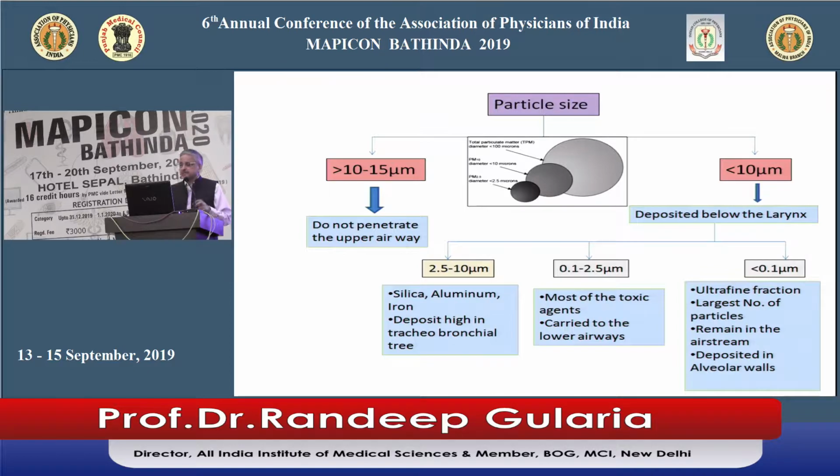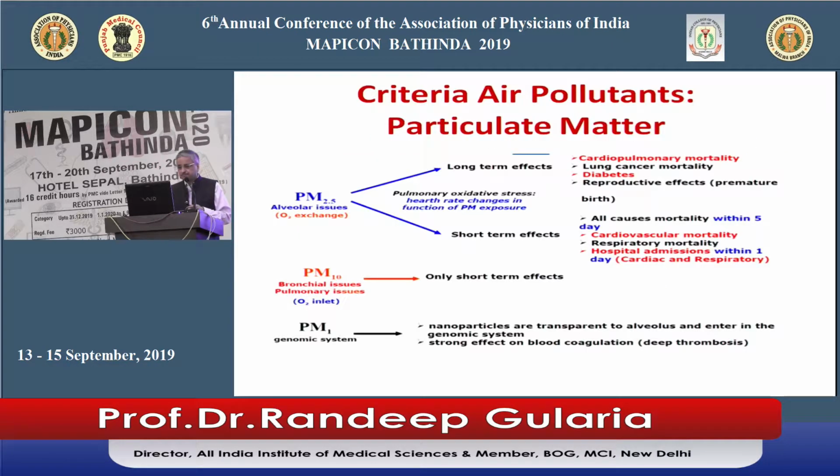So any particulate size which is more than 10 microns usually does not penetrate the upper airways. Particulate size less than 10 microns gets deposited below the larynx, and 2.5 to 10 microns actually gets deposited in the tracheobronchial tree. 0.1 to 2.5 usually gets carried to the lower airways, and we have now what is known as ultrafine particles, which are also present in air pollution, which are less than 0.1 microns, and these actually go into the alveoli, they get absorbed into the circulation and can lead to a hypercoagulable state and thrombosis.